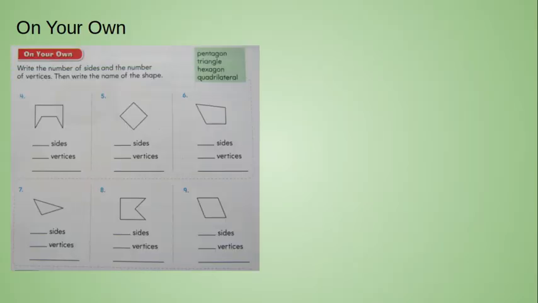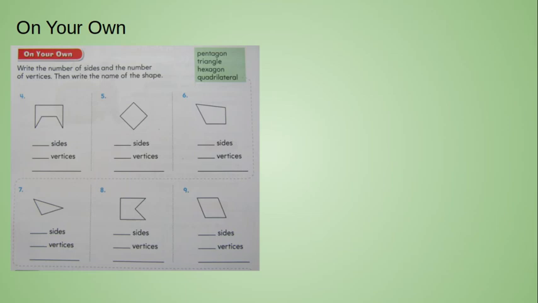All right, I think you're ready for the on your own section. The directions say to write the number of sides and the number of vertices, then write the name of the shape. So we have 3 different things we need to do here. Find the number of sides, the number of vertices, and write the name of the shape. In that green box, they did give me a word bank, so there is no reason to spell any of the shape names wrong. So take your time with your spelling.